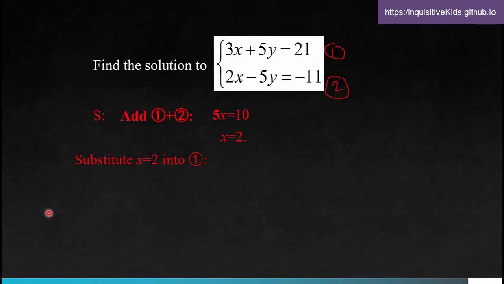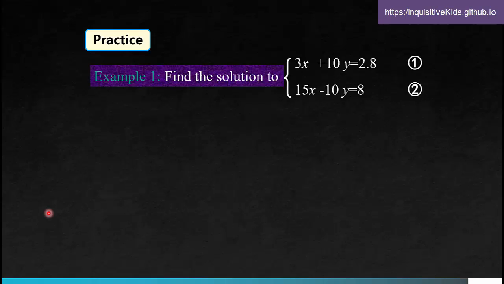After that, we can substitute x is equal to 2 back into equation number 1, so y is equal to 3. Therefore, the solution to the system of equations is x is equal to 2, y is equal to 3. Let's do some practice with what we've just learned. Find the solution to the following system of equations.